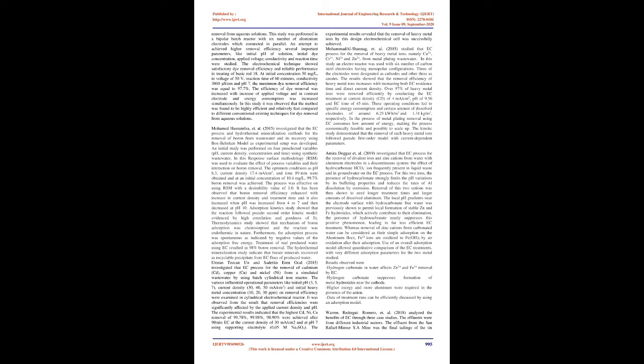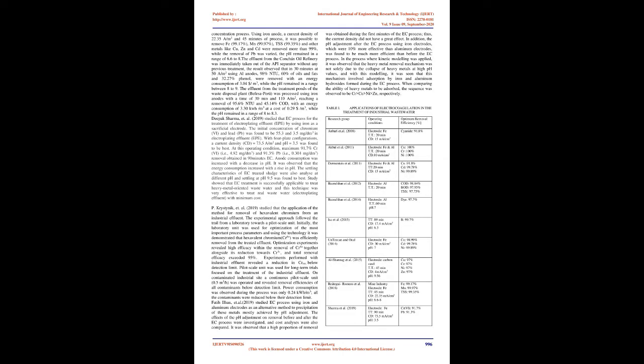Mohammed Al-Shannag et al., 2015, studied the EC process for the removal of heavy metal ions, namely Cu2+, Cr3+, Ni2+, and Zn2+, from metal plating wastewater. In this study an electroreactor was used with 6 carbon steel electrodes having monopolar configuration. 3 of the electrodes were designated as cathodes and the other 3 as anodes.